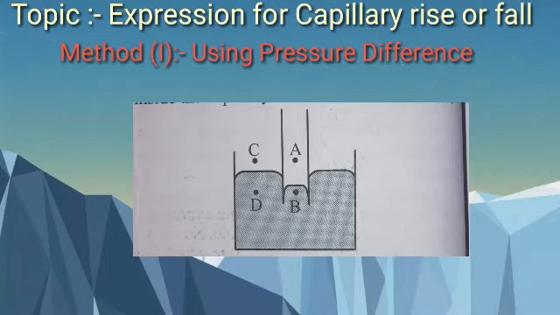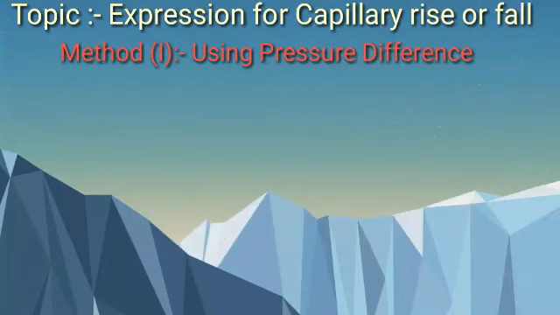If the capillary tube is held vertically in a liquid that has a convex meniscus, then the angle of contact theta is obtuse. Therefore, cos theta is negative and so is height h. This means that the liquid will suffer capillary fall or depression. This is the first method for finding the expression for the capillary rise or fall using pressure difference.